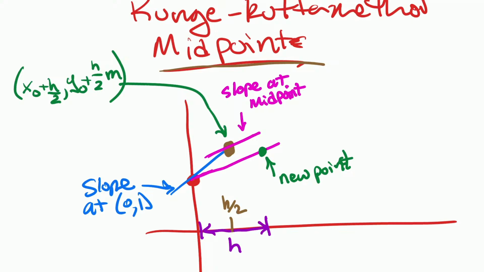So that's the coordinates of that point. What I want to do is move that far and then get a new slope. So check it out. Here's how this is going to work.